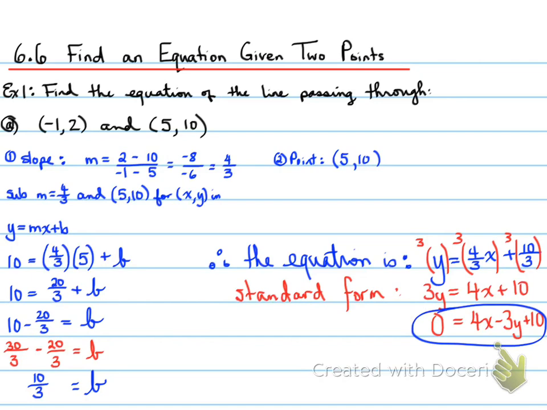4x minus 3y plus 10 is equal to 0. That is your equation in standard form.